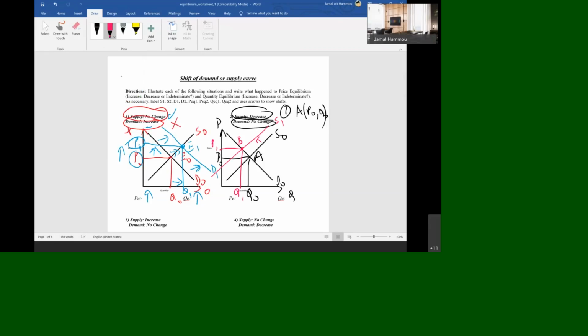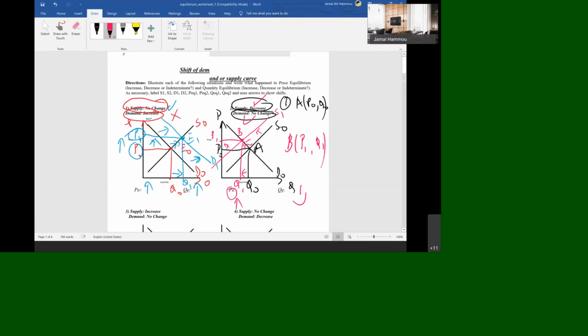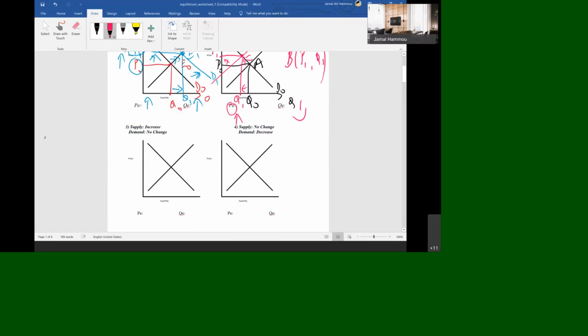Now we have moved from A to B. That's the new equilibrium, at point B with the price P1 and Q1. Now I go to my graph and ask, what happened to my prices? The price will go up and the quantity goes down. So anytime I have no change in demand and a variable that decreases the supply curve, the outcome will be an increase in the price and a decrease in quantity. Okay, so when we have one change, it's easy to do. So now we can do the same things for the other one. Let's look at the other one.